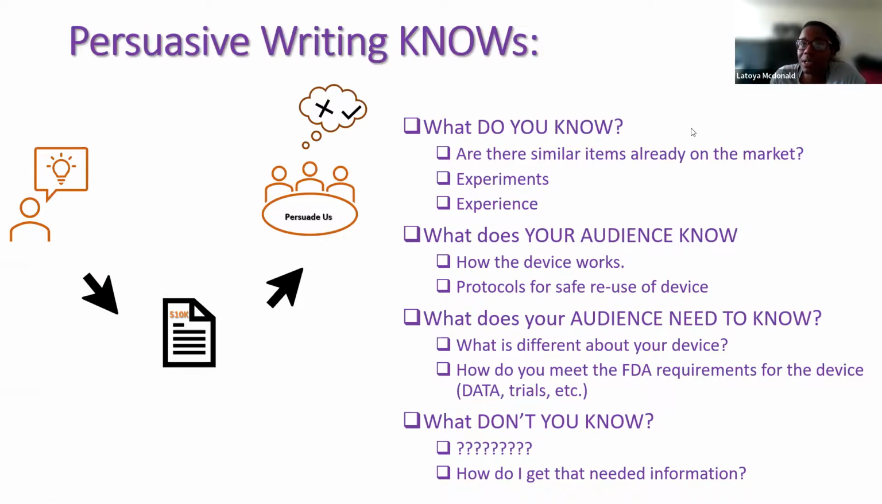And then your knows. Things to think about. What do you know? Are there similar items already on the market? Endoscopes are a very common medical device. So we know that there are already items on the market. We can use that as building blocks.